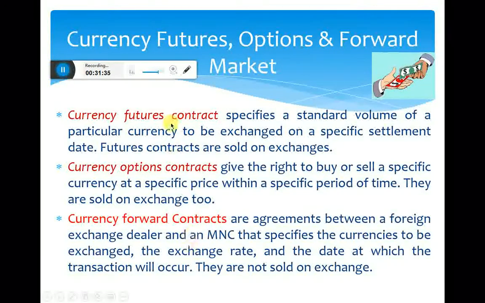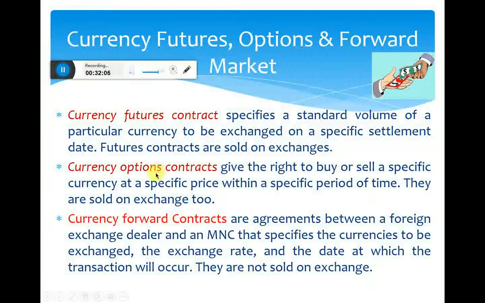It's the same as a future because a specific volume is also specified, and the rate is also specified. Rate and volume both. And the future date is also specified, right? But the difference is that futures and options can be exchanged. We can exchange them, but a forward cannot be exchanged. So from this perspective, it's different from options and futures.